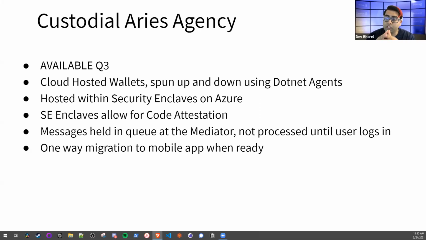And one of the things that we can do with security enclaves is code attestation. Code attestation means that at the time that the security enclave is spun up in Azure, it creates a hash of all of the code that is currently running on the machine. And that attestation is published onto the internet. Along with that, we publish the open source code that we're running on the machine itself, so anyone can compute the hash of that.